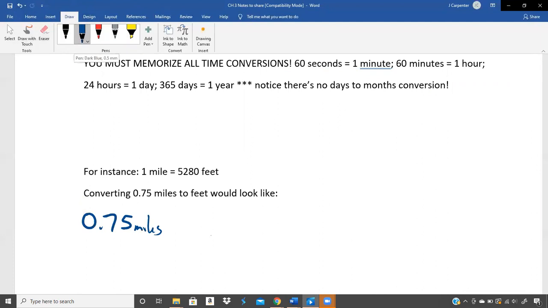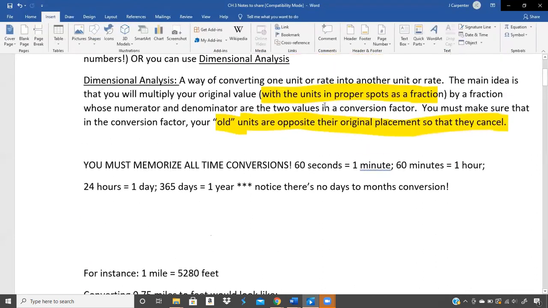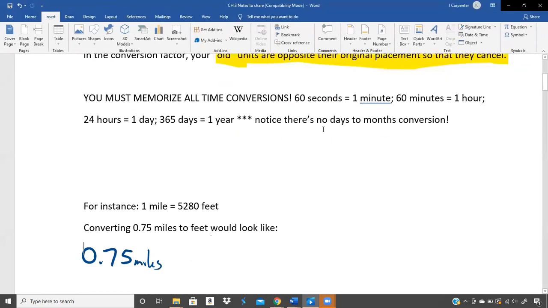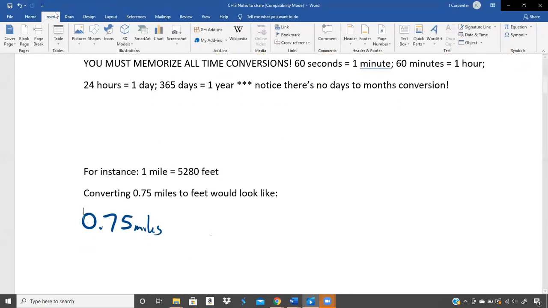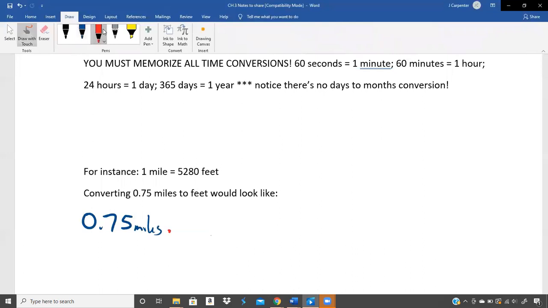So this is our original value. That's what we start with. The process is you start with your original value with its units in the proper spot. And then we're going to multiply. We multiply by a fraction. That's dimensional analysis. What do you do with your number and units? Multiply by a fraction.